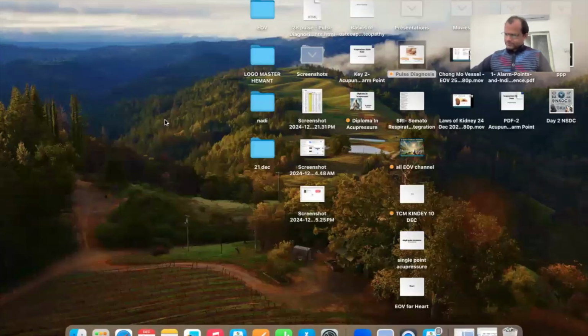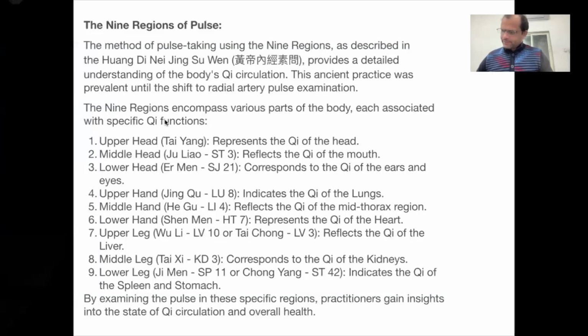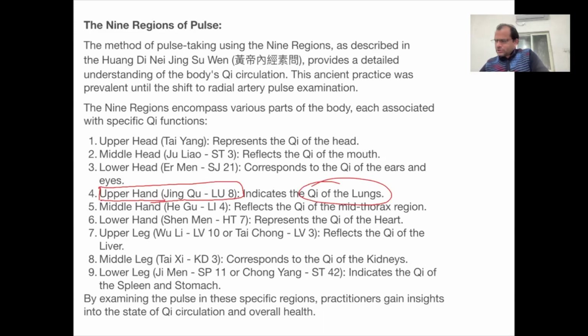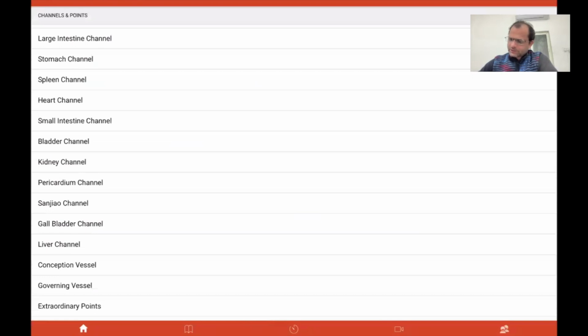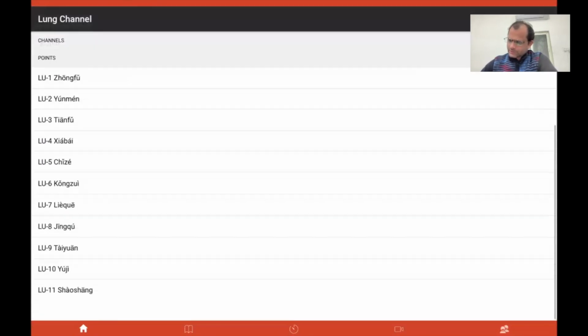So let's see here. Hand pulse. Now the upper hand pulse is the pulse we are talking about, lung 8. It is indicating the condition of the chi of the lungs. हमारे लंग की क्या कंडीशन है? So lung 8 कहां पर होता है? Lung 8 वहीं पर होता है जहां पर हम नाड़ी चेक करते हैं. So let's see now here.